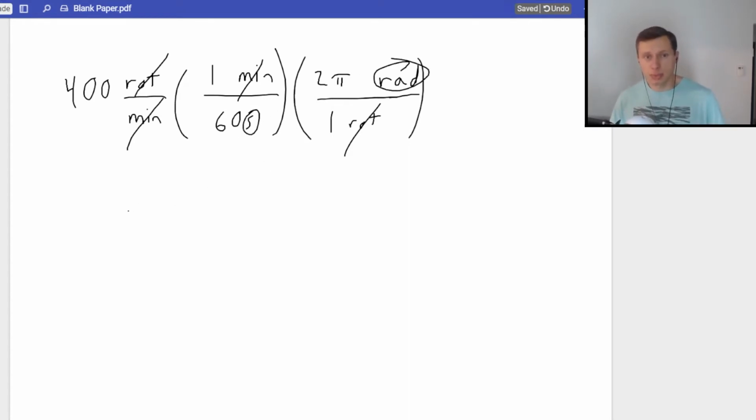So now I'm just going to multiply this across in my calculator. It's 400 times 2 times pi divided by 60. We're going to get a final angular speed of 41.89, and again, the units are radians per second.